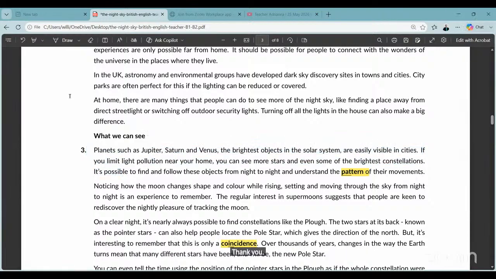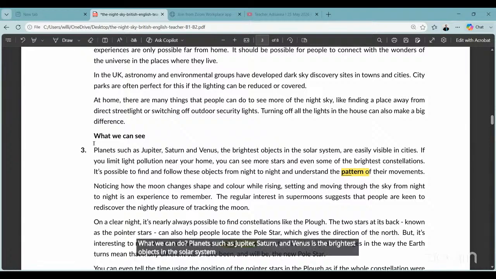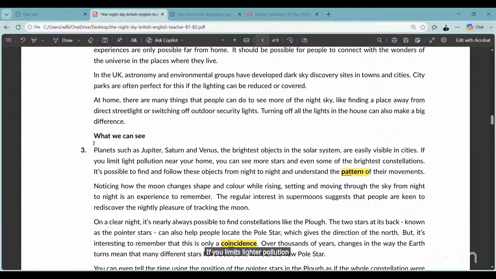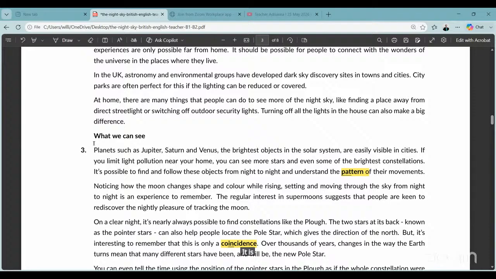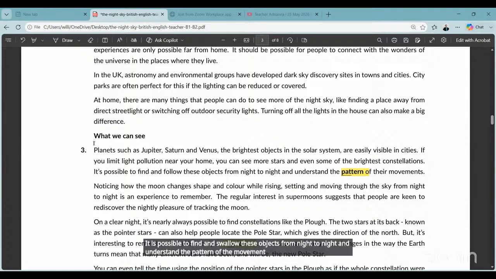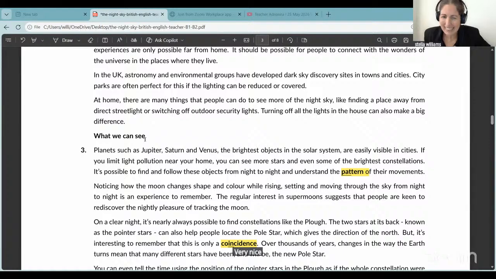What we can see? Planets such as Jupiter, Saturn, and Venus, the brightest objects in the solar system, are easily visible in cities. If you limit light pollution near your home, you can see more stars and even some of the brightest constellations. It is possible to find and follow these objects from night to night and understand the pattern of the movement.